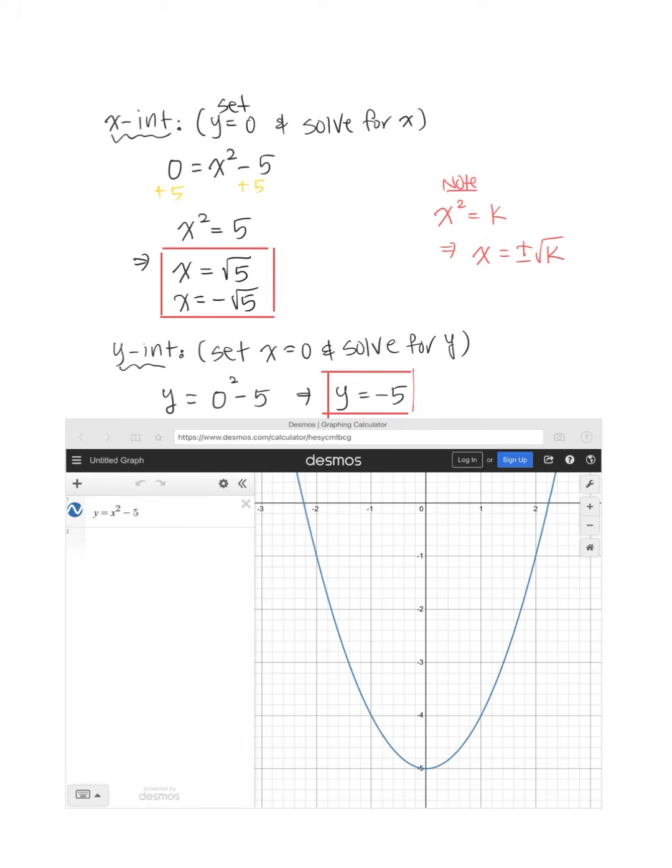Okay, so here is the graph of p of x equals x squared minus 5. By the way, we're going to learn how to graph these things without the graphing calculator in this chapter. But anyways, let's see if it makes sense. So where are our x-intercepts? X-intercepts are here and here. Which means that square root of 5 must be here, and the negative square root of 5 is here. Now, what about the y-intercept? y equals negative 5. Does that make sense? Yup, here is our y-intercept.